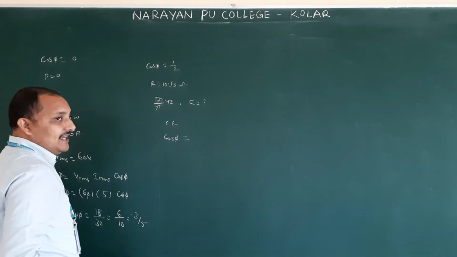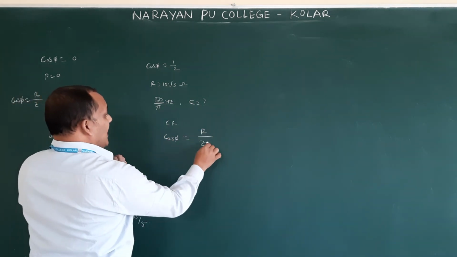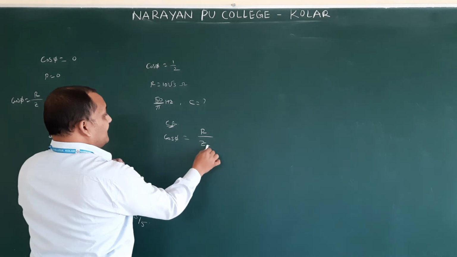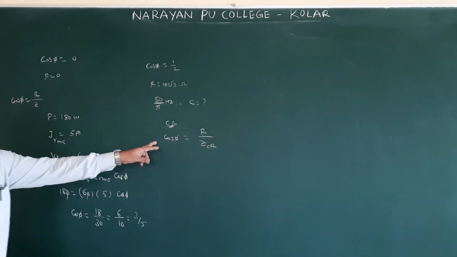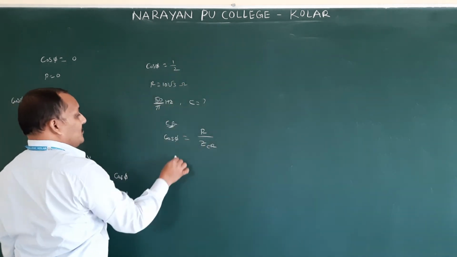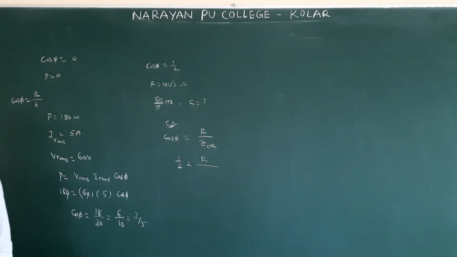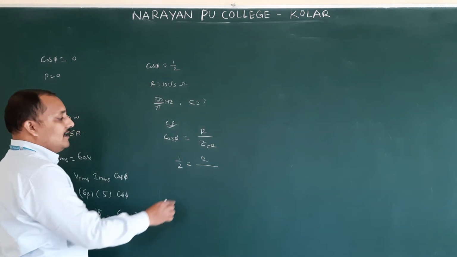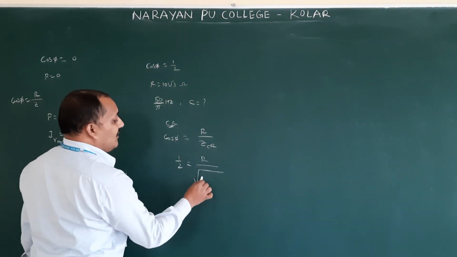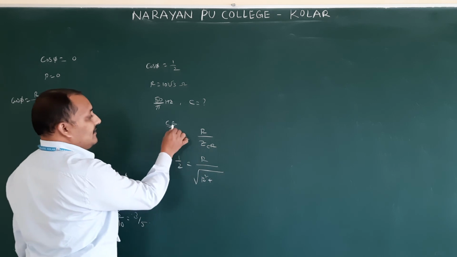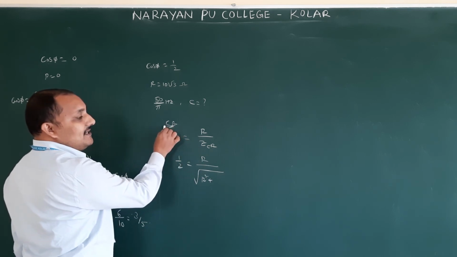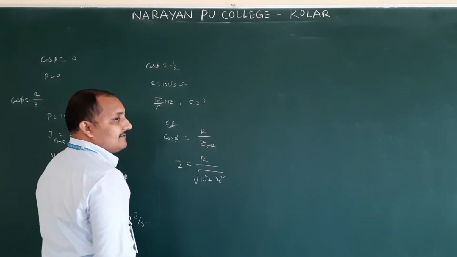That is the cos phi equation. Cos phi is equal to R by Z, that is for CR. What cos phi value did they give? 1 by 2. So 1 by 2 is equal to R by ZCR. We know the ZCR equation, but here we have to find the C value. So ZCR means root of R square plus XC square. Did you remember?